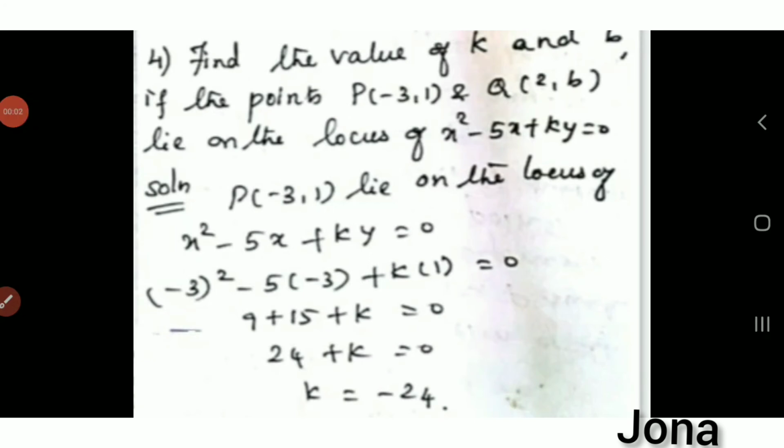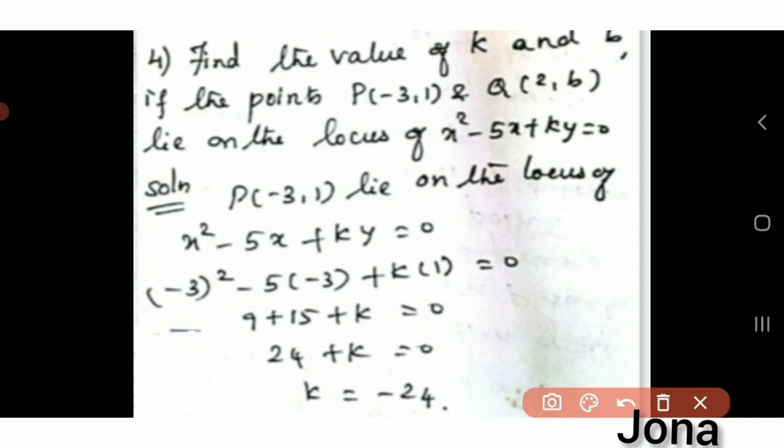Fourth problem: find the value of k and b if the points P of minus 3 comma 1 and Q of 2 comma b lie on the locus of x square minus 5x plus ky equal to 0. Here the point P of minus 3 comma 1 lies on the locus of x square minus 5x plus ky equal to 0. So let me substitute the values of x and y here.